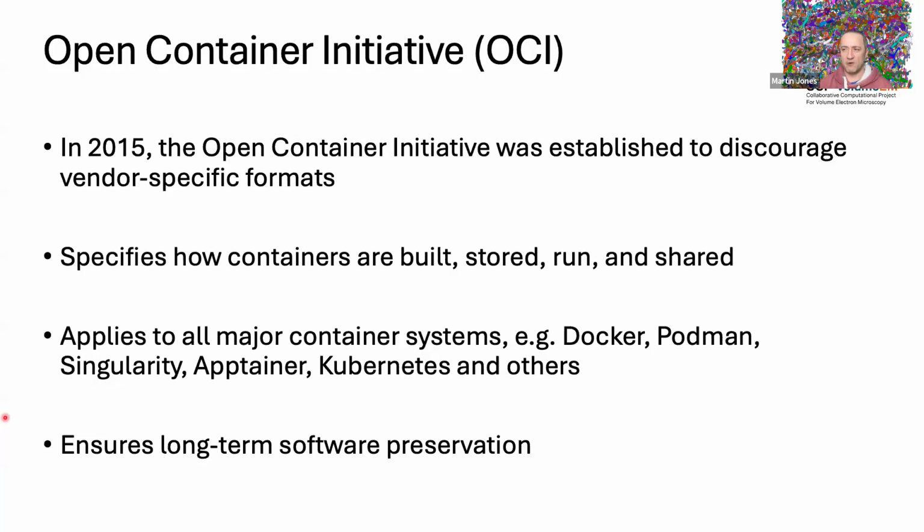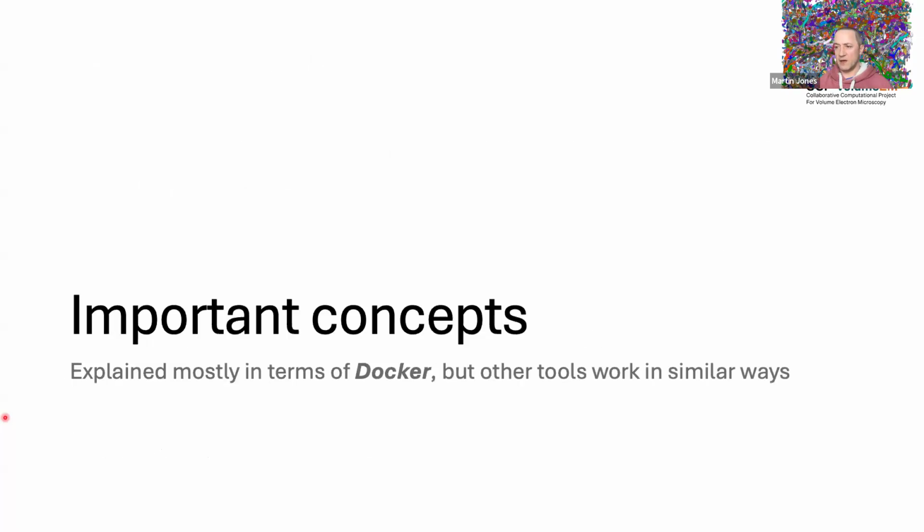And this specifies how containers are built and stored and run and shared, so that any major container system that you might use, like Docker or Podman or Singularity or Apptainer or lots of other things, they all adhere to the same design principles. So even if one of those organizations disappears in the future, all of the things you built to work on their systems will work on other systems. Okay, so I'm going to now go through some of the concepts, and I'll explain mostly in terms of Docker, but generally other tools, because of this OCI, will work in similar ways.